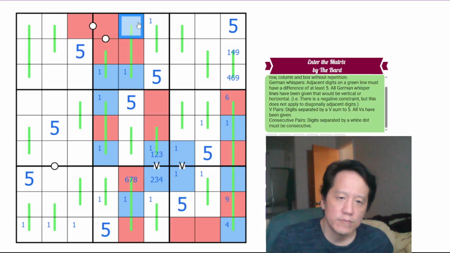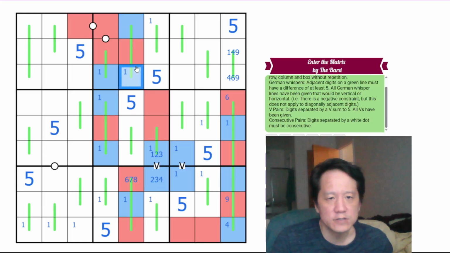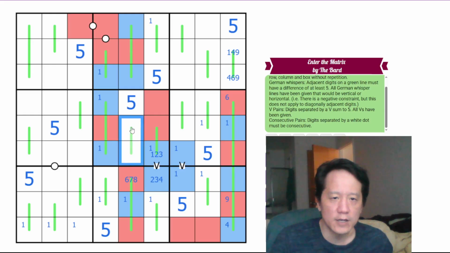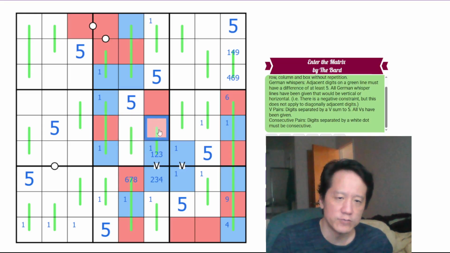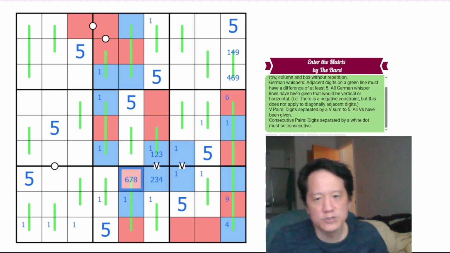But in column 5, there has to be a 6 next to some other digit on a German whisper line, which could only be 1. And this can't be 6, so this can't be 1 specifically. 6 cannot be here either, because it would be next to a 1, but this can't be next to 1 because it's next to a high digit without a German whisper line. Same here. So 6 can't be here. 6 has to be one of these two.